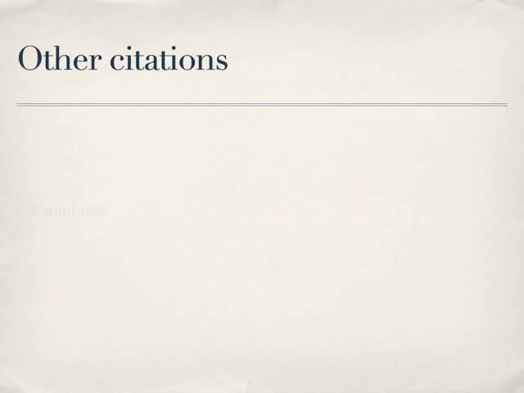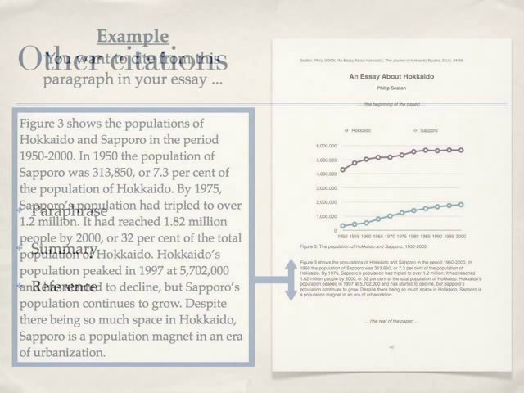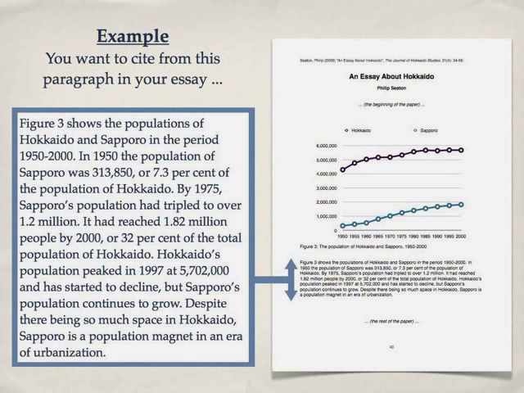Quoting other people's work is the most difficult part of citations. Let's now look quickly at paraphrasing, summary, and reference. Just to remind you, we are citing from page 40 of the imaginary paper, an essay about Hokkaido in the fictitious Journal of Hokkaido Studies.